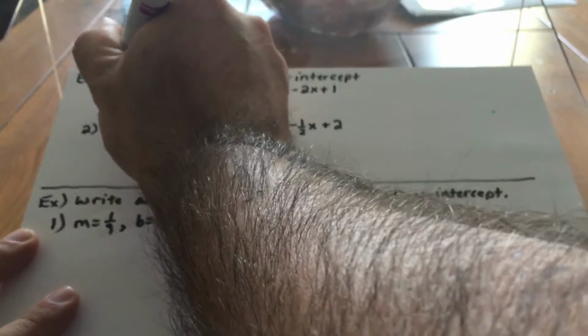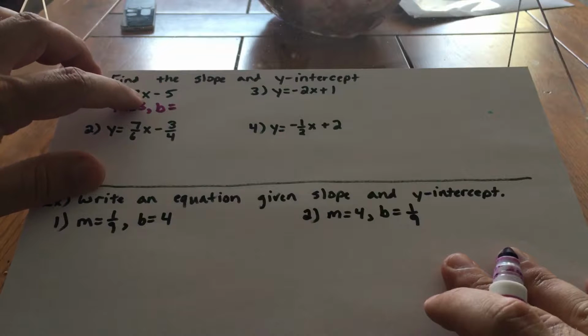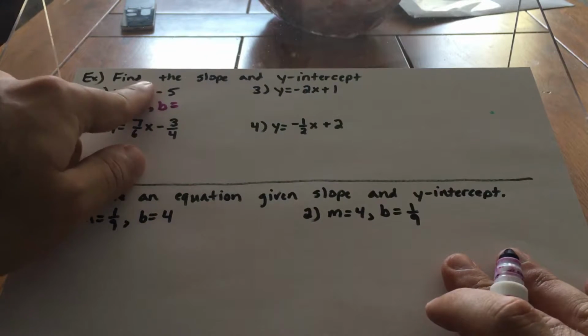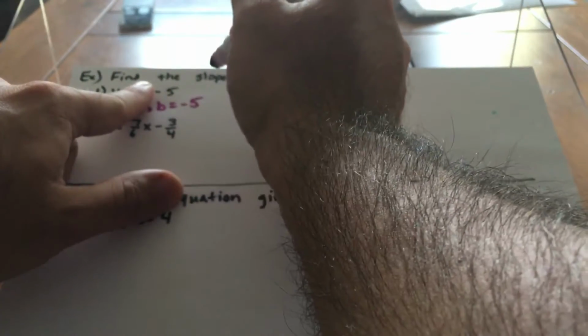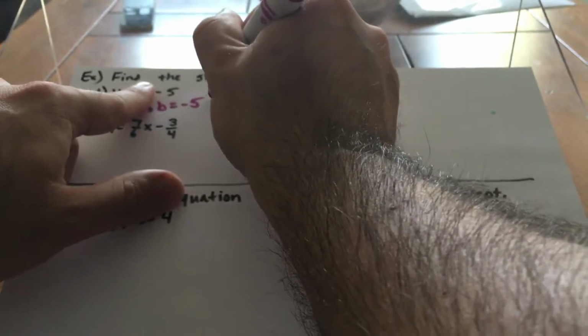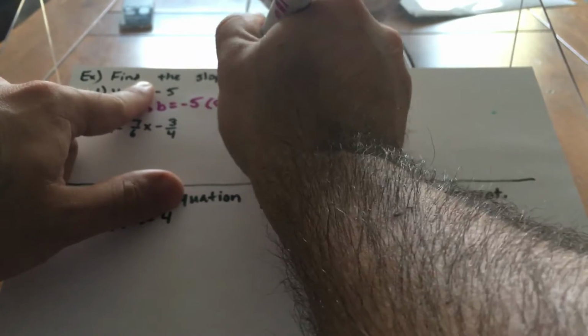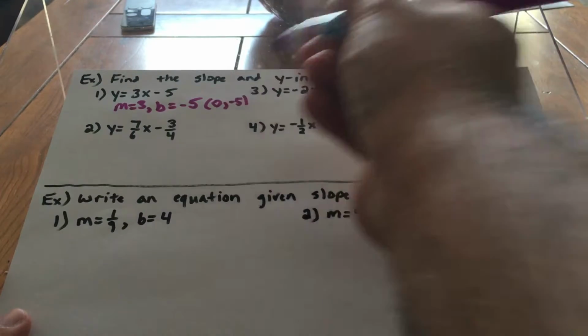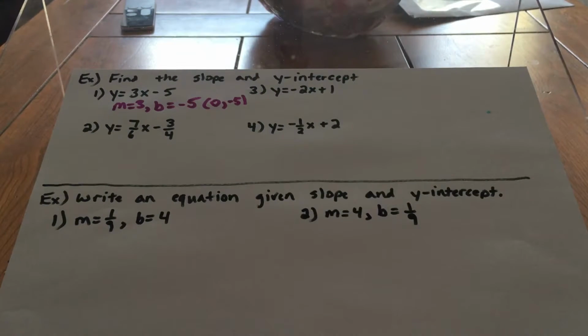So m is the number that's with the x. So in this case, m is equal to 3. And b is what happens when you put 0 in for x. Notice when you put 0 in for x, it drops this whole term out, and you get y is equal to -5. So your b is -5. Remember, this is the coordinate (0, -5). Okay, so you can say b equals -5, or you can just write the coordinate (0, -5), whichever you prefer, but just know that you can see it both ways.